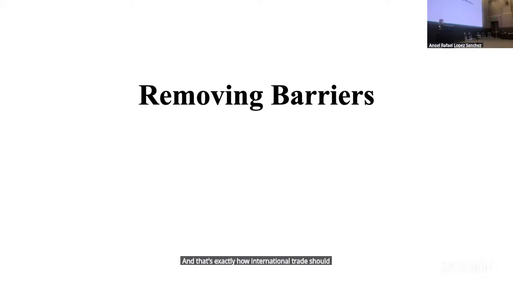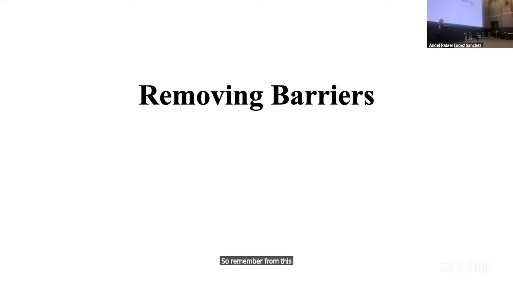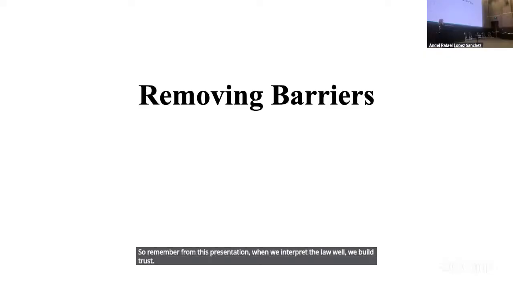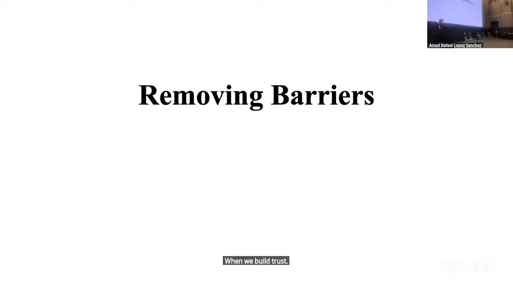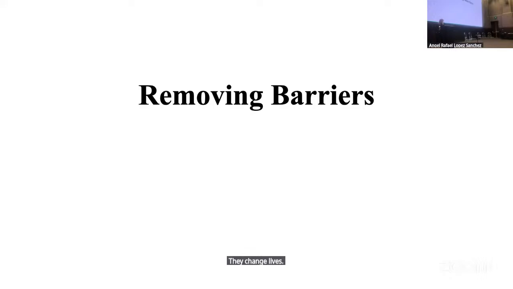And that's exactly how international trade should work too. No barriers, just trade and cooperation between nations and people. So remember from this presentation, when we interpret the law well, we build trust. When we build trust, we build trade. And when we build trade, we build peace. Because the right words, understood the right way, don't just change contracts, they change lives, economies, and nations. Thank you.